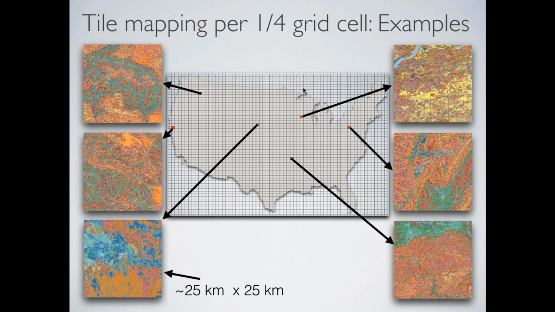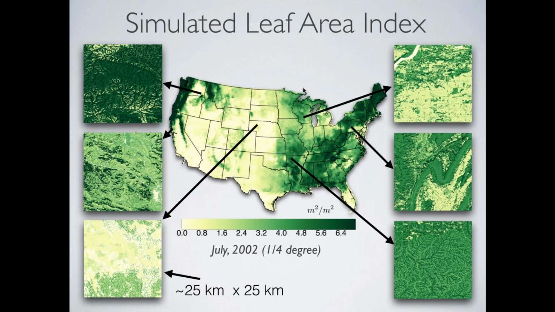Here is that same idea, the tile mapping for each quarter-degree grid cell, where you can see the different sources of heterogeneity. In the one on the upper right, you're seeing urban areas popping up because you're clustering on that. In other areas, you have farmlands being clustered, which comes directly from Landsat. So what I want to show here is the simulated leaf area index, mapped out for July 2002. And I just want to show this one.